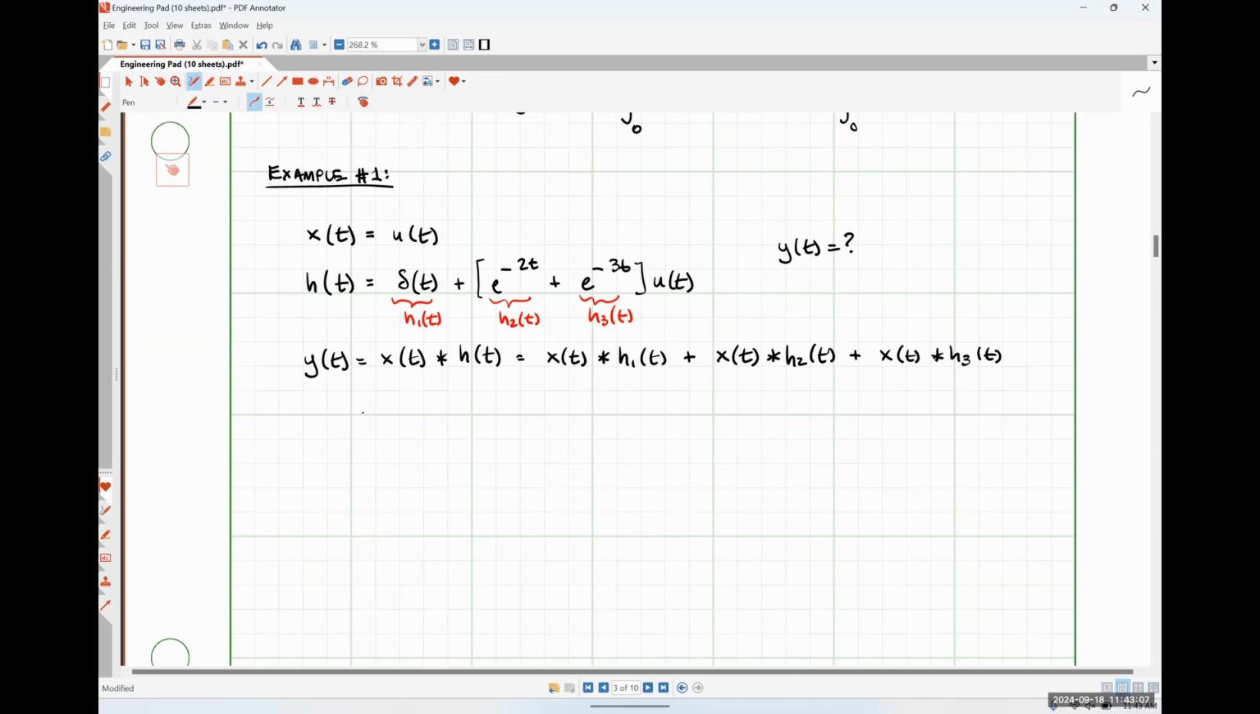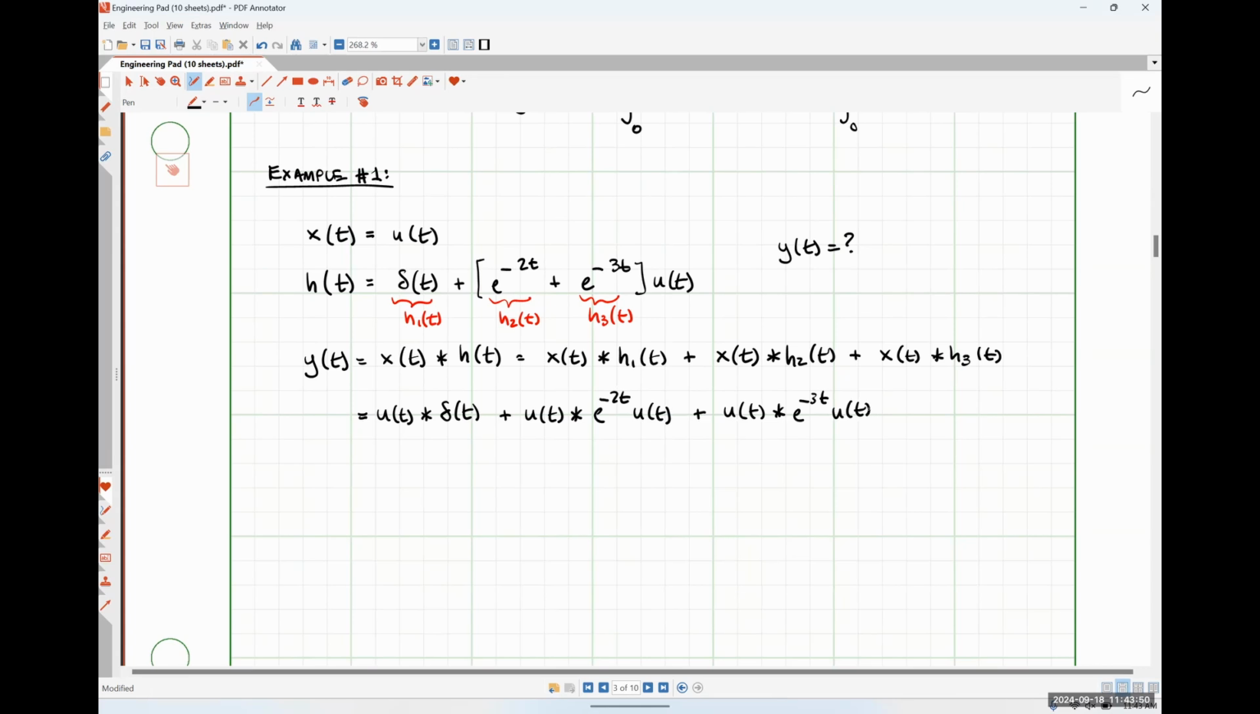So let's start figuring some stuff out. I'm just going to substitute things in here really quickly. I would have u of t convolved with a delta function, plus u of t convolved with e to the minus 2t times a step function, plus u of t convolved with e to the minus 3t times a step function, like so.